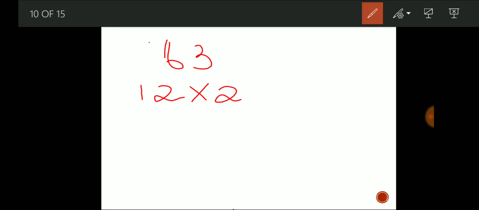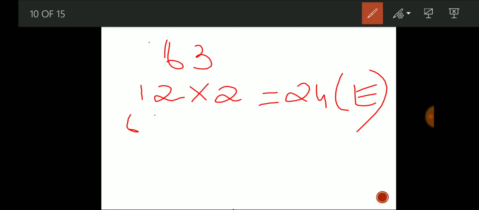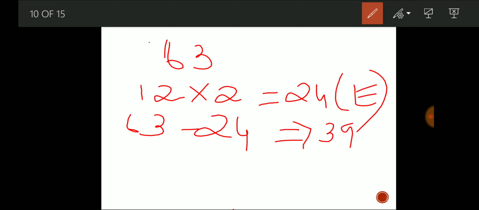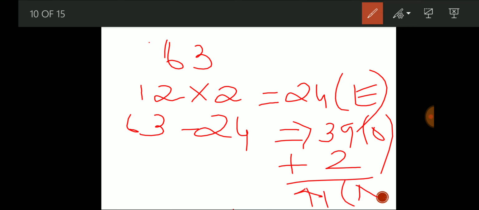So which means 12 into 2, which is nothing but 24, is extra. So this 24 is extra. When I remove that, 63 minus 24 is 39. This would have been his old average, and his new average is increased by 2. That is going to be 39 plus 2, which is nothing but 41. This is his new average.